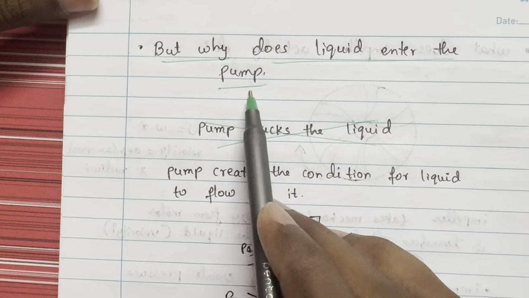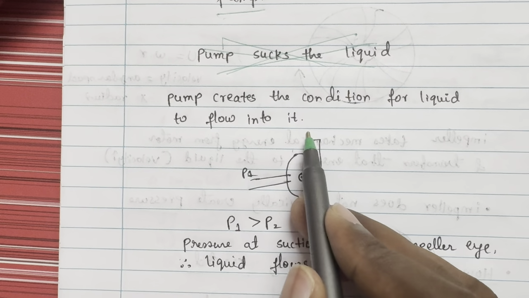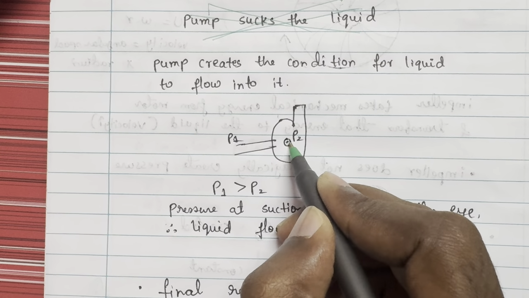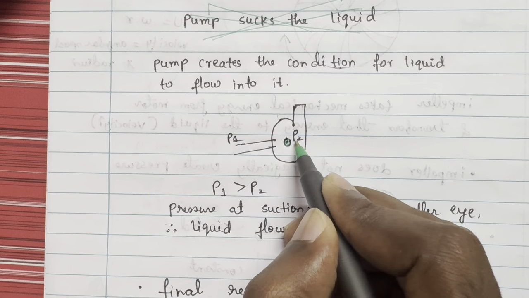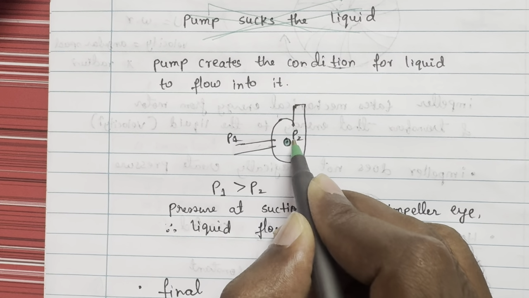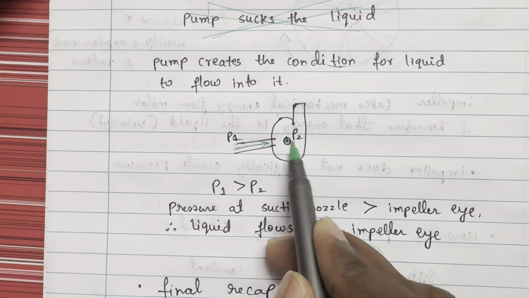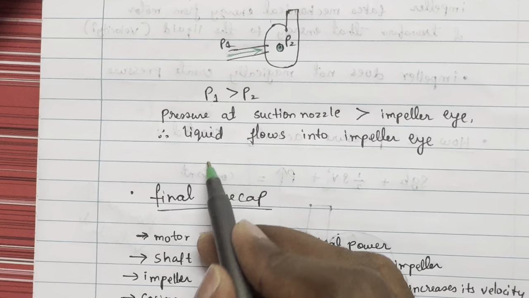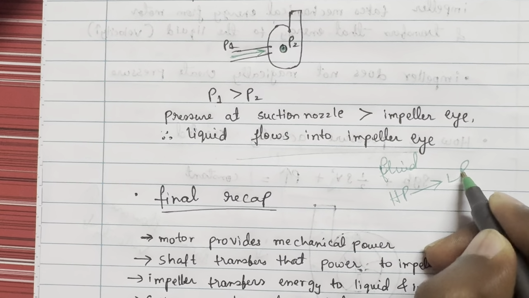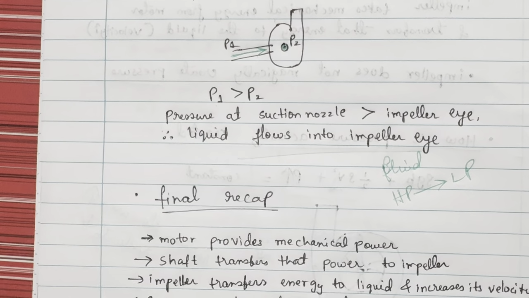But why does liquid first of all enter into the pump? Does pump suck the liquid? No, it does not. Pump creates the condition for liquid to flow into it. When the impeller rotates, pressure will get reduced at the suction, impeller eye at this point. Since the pressure gets reduced at the impeller eye, and the pressure at the suction nozzle will be higher than the pressure at the impeller eye, the liquid flows into the pump. Why? Because the pressure at the suction nozzle is higher than the pressure at the impeller eye. That's the reason why liquid flows into the impeller eye, because fluid flows from high pressure to low pressure. That's why fluid flows, because of the low pressure created at the impeller eye, because impeller is rotating and it's throwing liquid continuously towards the tip of the blade.